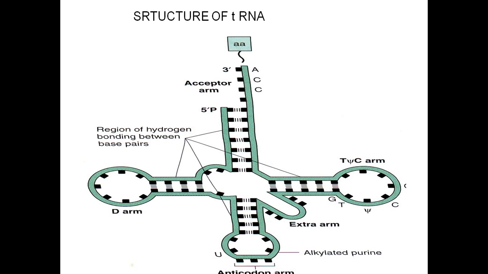In this structure of tRNA you can see 4 arms, 1, 2, 3, 4, and there is one small minor arm called the extra arm, also called the variable arm. The first arm is called the acceptor arm. On the right hand side you can see the D arm. Next, the anticodon arm, and next is the T psi C arm. In between the anticodon arm and the T psi C arm there is one extra arm called the variable arm.